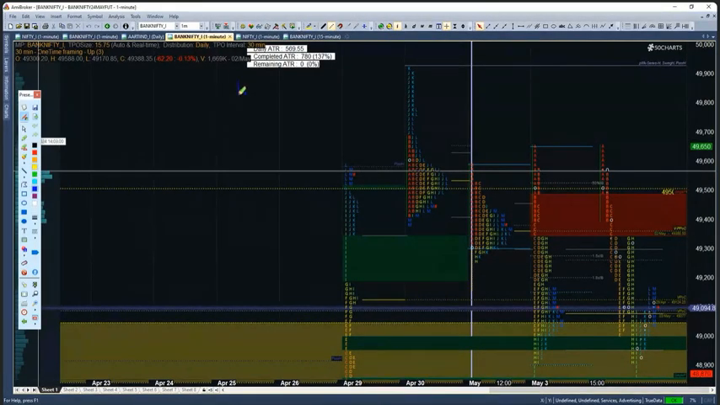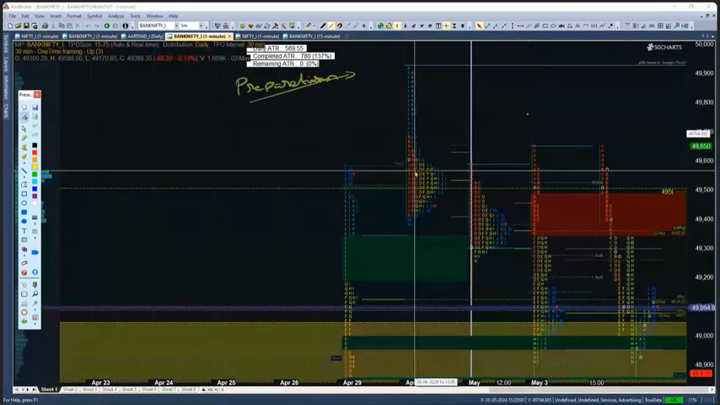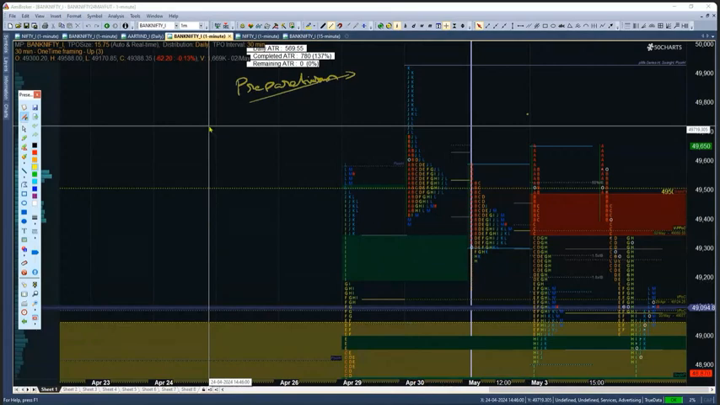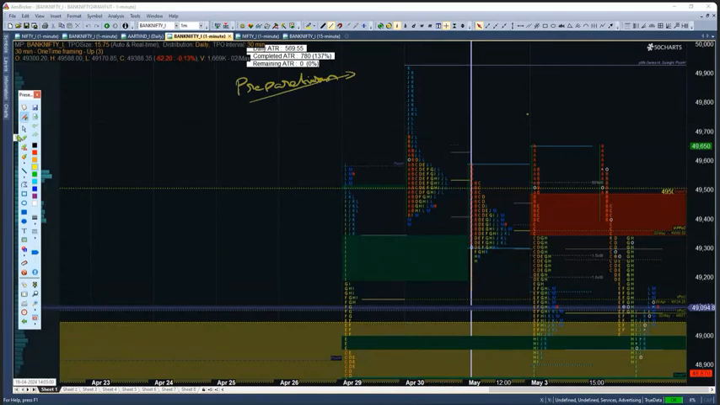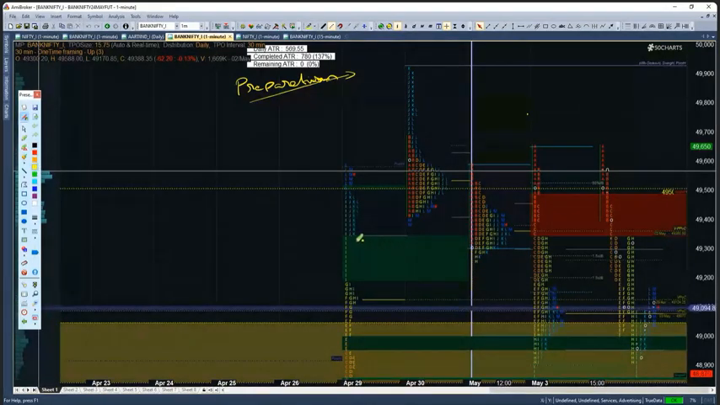What is your preparation? The context means nothing but the preparation. Okay, so first, I have a single print on the upside. That is on the 29th. I have a single print, and the market moved a lot on that day. On the 30th, I have a selling tail.